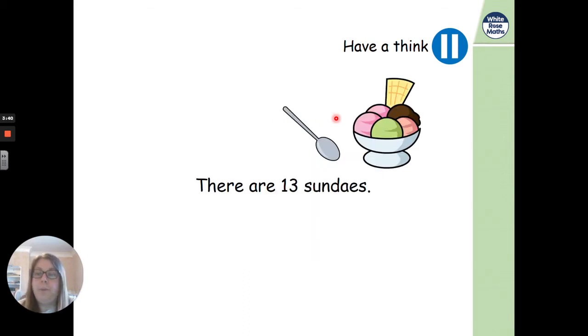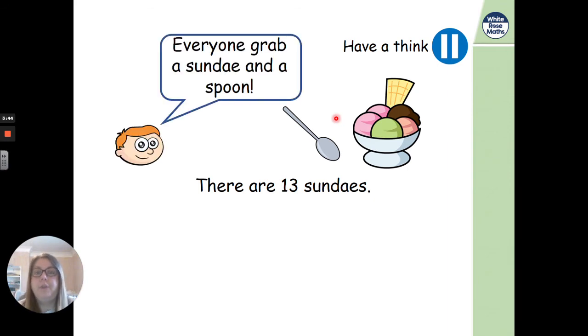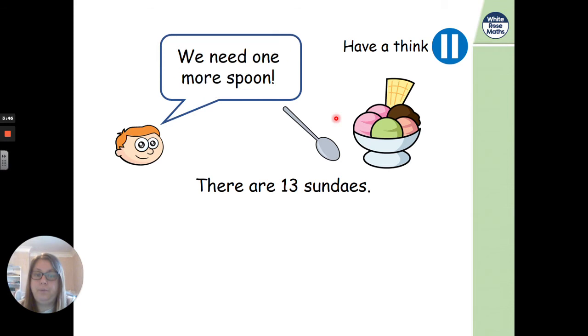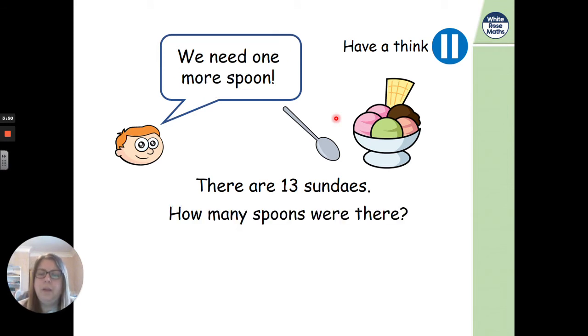So another word problem here. There are 13 sundaes. Everyone grab a sundae and a spoon. We need one more spoon. How many spoons were there? So you need to think about this because it's a little bit tricky, this one. So they've got 13 sundaes, but they need one more spoon. So how many did they have out already? Pause the video if you need a little bit of thinking time.